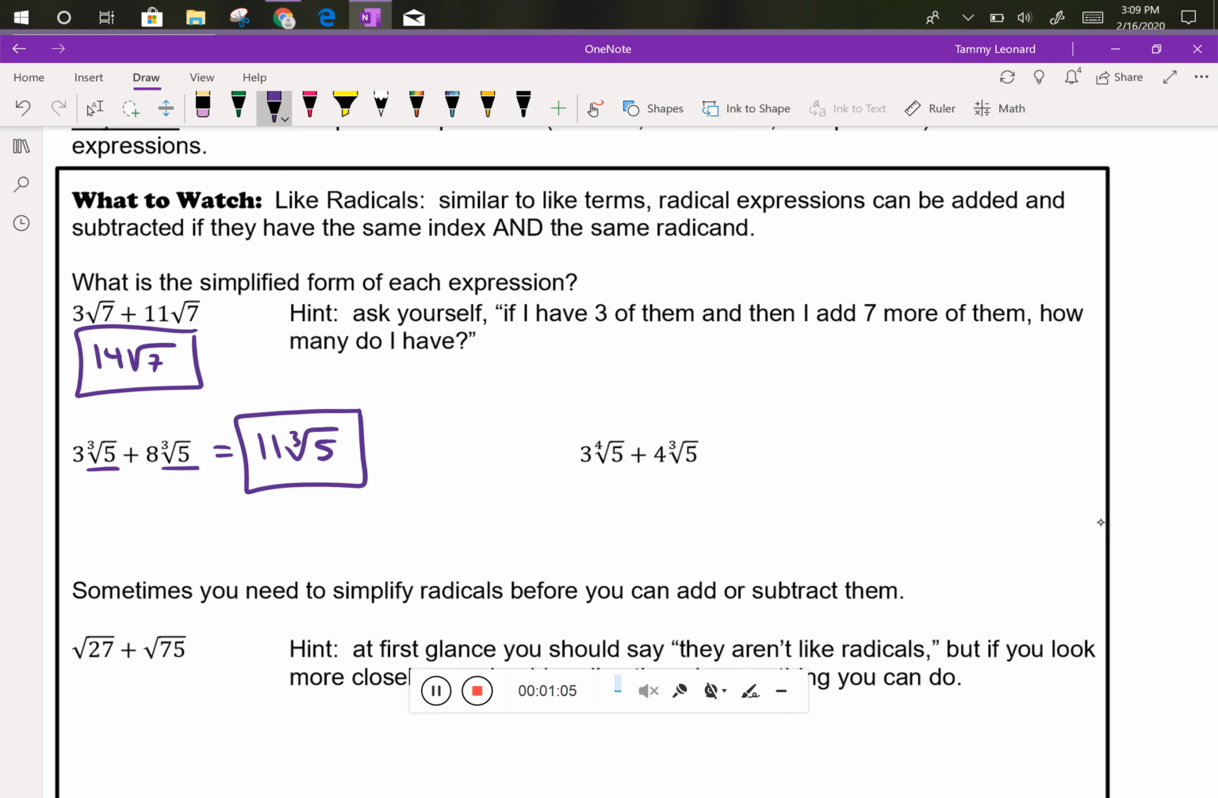In the next problem, I check again. I see that I have an index of 4 and then an index of 3. So it doesn't matter that they both have the same radicand of 5. They're different roots. The first one is what number times itself 4 times gives me 5. The second one is what times itself 3 times gives me 5. Those wouldn't be the same number. So that is the simplified form of that expression. I can't do anything else to it.